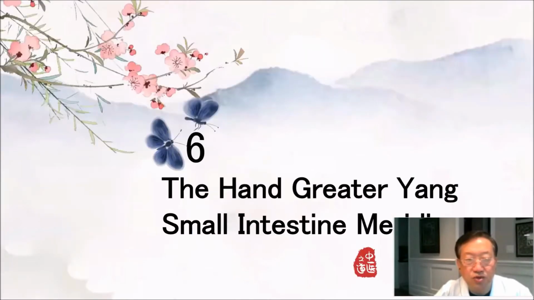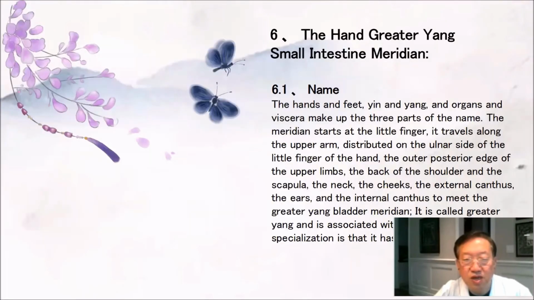6. The hand greater yang small intestine meridian. Name. The hands and feet, yin and yang, and organs of the viscera make up the 3 parts of the name. The meridian starts at the little finger. It travels along the upper arm.